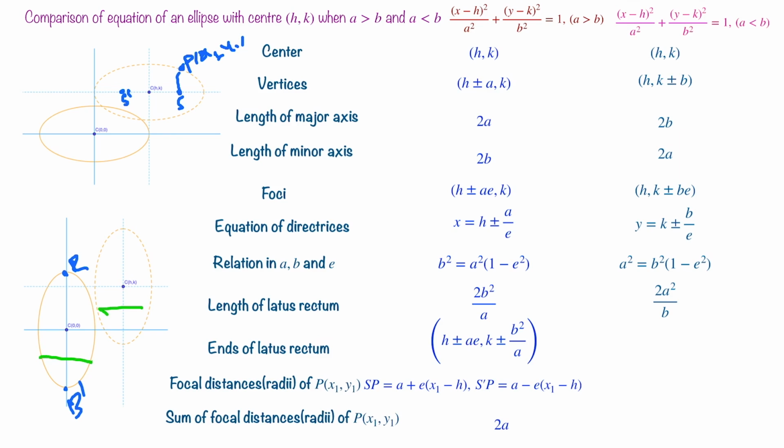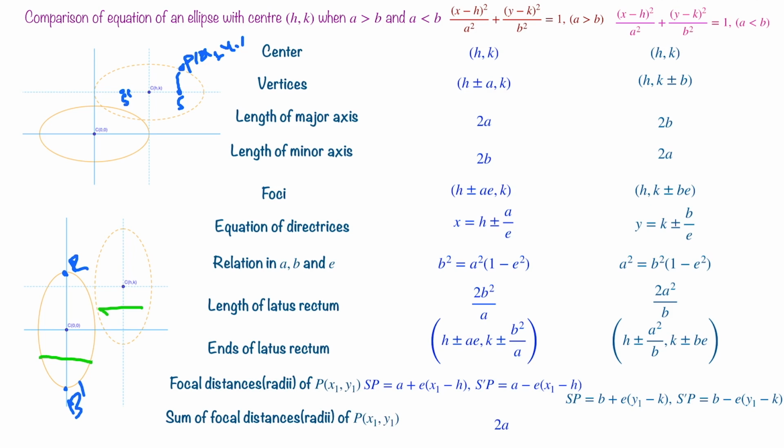Same, okay. And the ends of the latus rectum. For a standard ellipse when a is less than b, the ends of the latus rectum are (±a square by b, ±e b), okay. So they get translated to this one, (h ± a square by b, k ± b). Okay, and the focal distances of the point (x1, y1): SP is going to be equal to b plus e times (y1 minus k), S'P equal to b minus e times (y1 minus k).